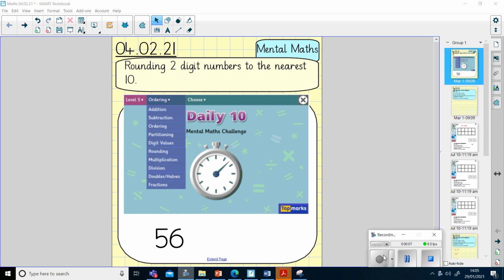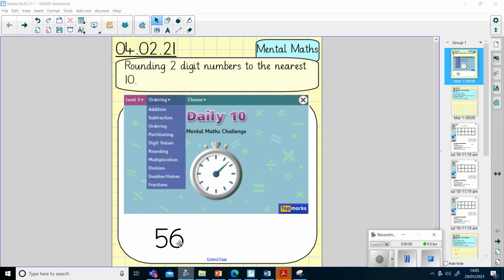Today is the 4th of February and we're going to begin by using our daily 10 challenge to practice rounding 2-digit numbers to the nearest 10. So all of the numbers that I share with you this morning are going to be 2-digit numbers and you're going to round to the nearest 10. Remember that rule of rounding.